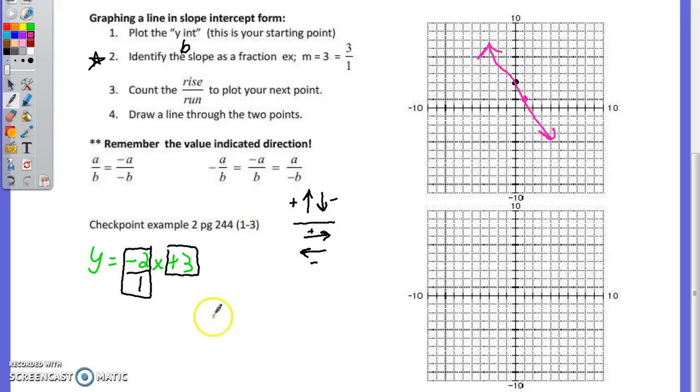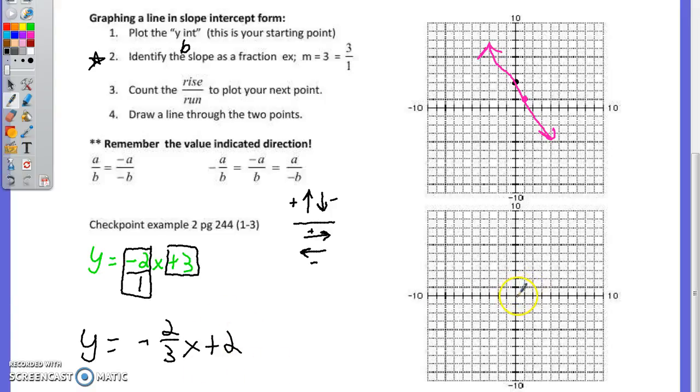Example 2 from the book was y = 4x - 5. Actually, I'm going to do number 3, which is y = -2/3 x + 2. So y = -2/3 x + 2. All right, so the order doesn't change. We start by plotting our y-intercept, which is a +2.